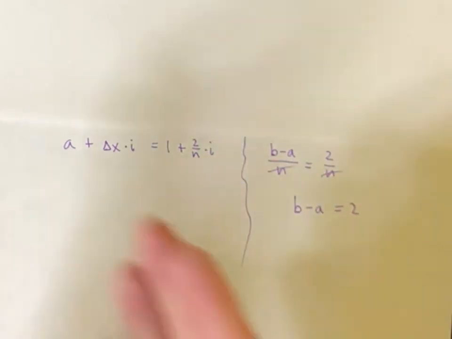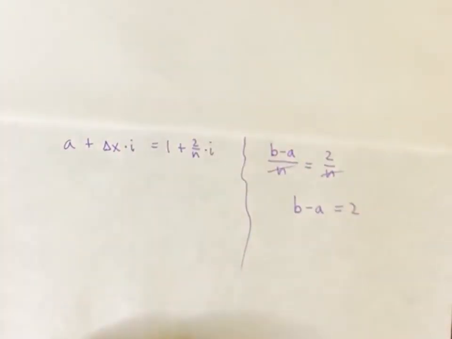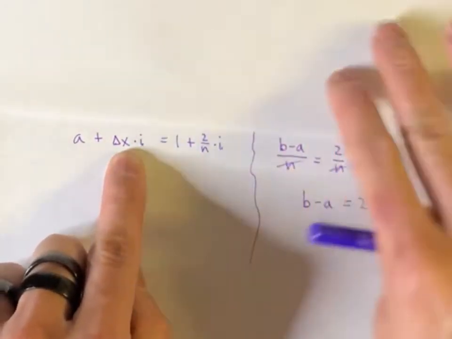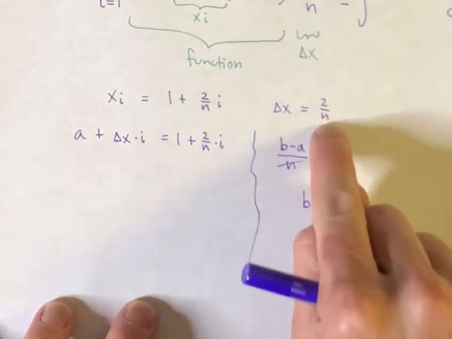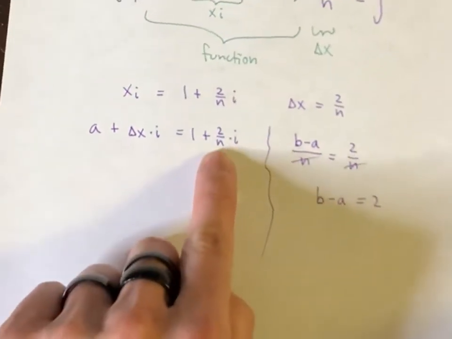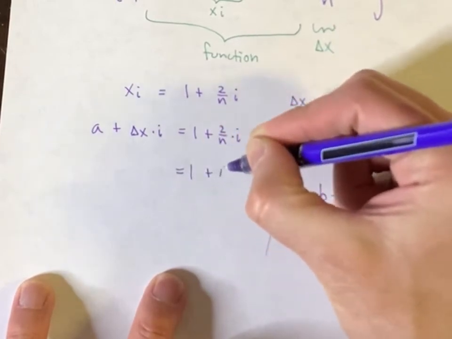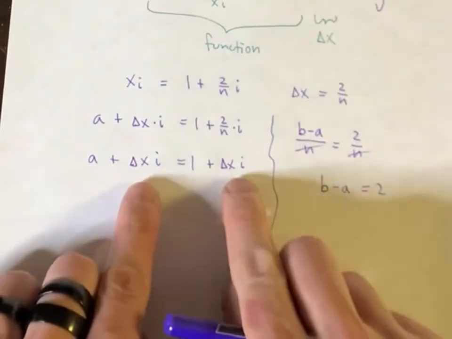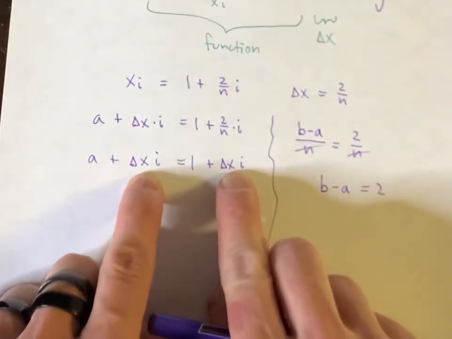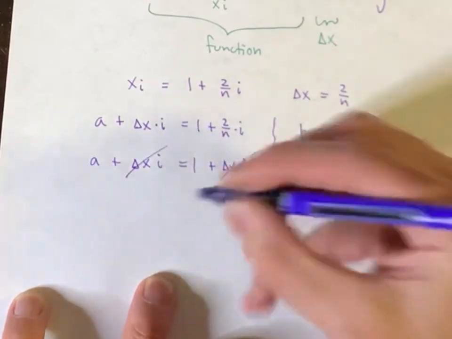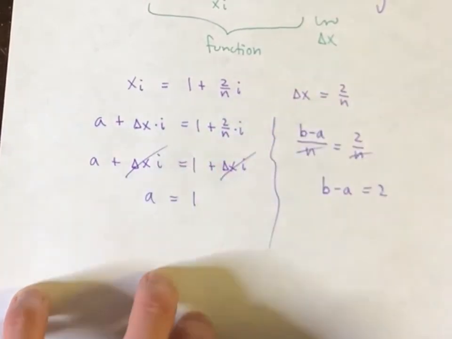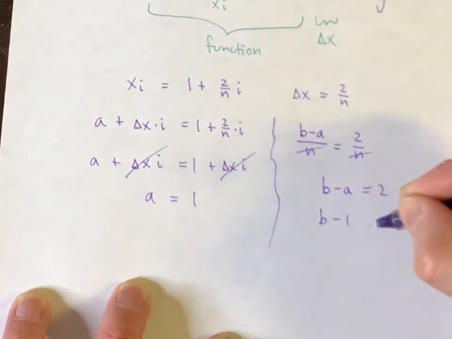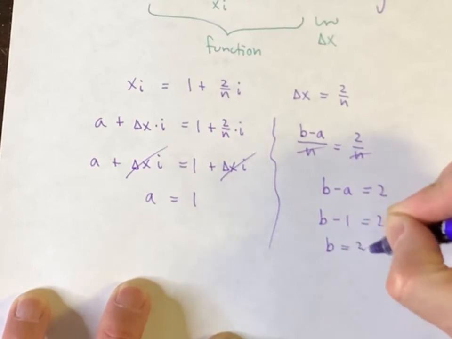How about over here? Compare the left with the right. So it seems like a goes with that, and this goes with that, because remember that we said that 2 over n is delta x. So that 2 over n can also become delta x. And I'm actually glad I did that, because now you can clearly see that the delta x knocks out. And so we've concluded that a is 1. And if you plug 1 for a there, we can quickly find that b is 3.